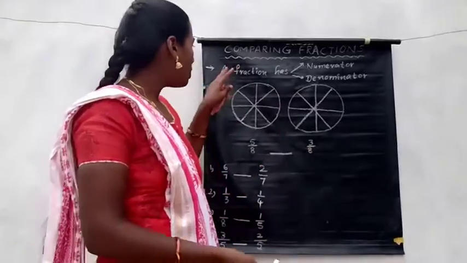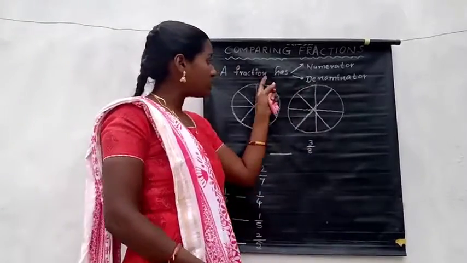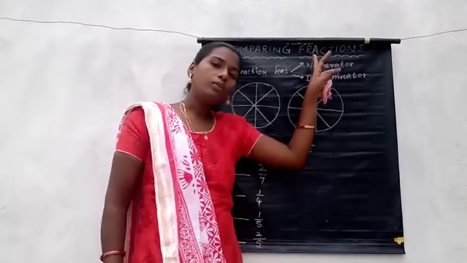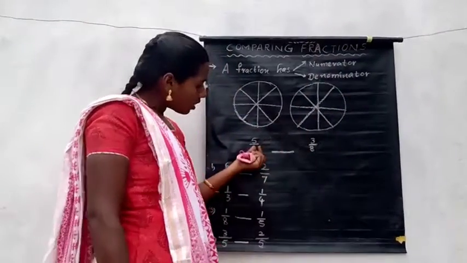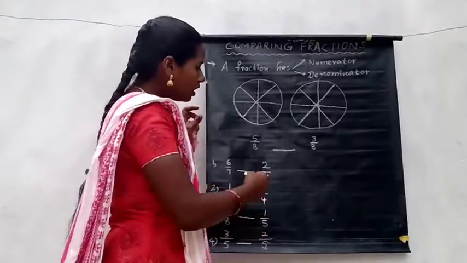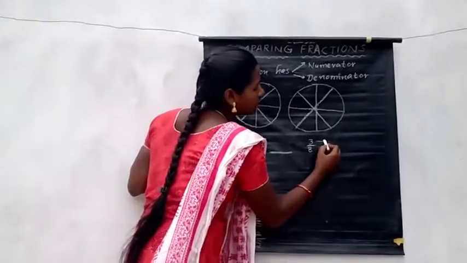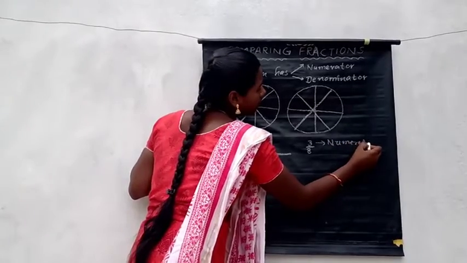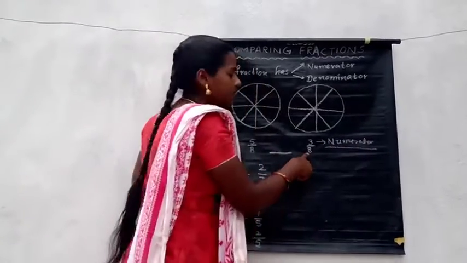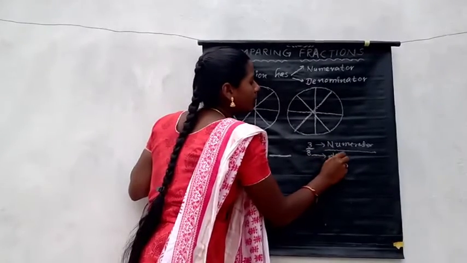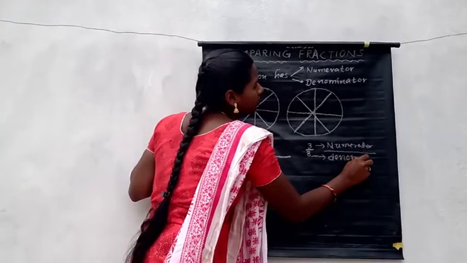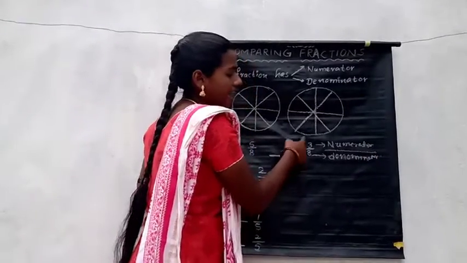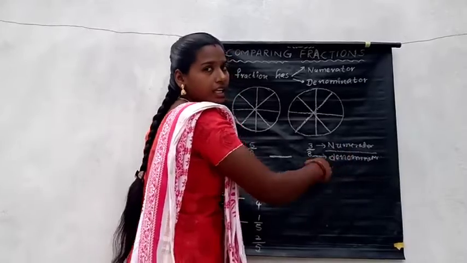First of all, you should know what will be there in a fraction. A fraction has a numerator and a denominator. So this is called a fraction. These all are fractions. This is the numerator, and down there is also one more number. This number is called the denominator. So like this, a fraction has a numerator and a denominator.